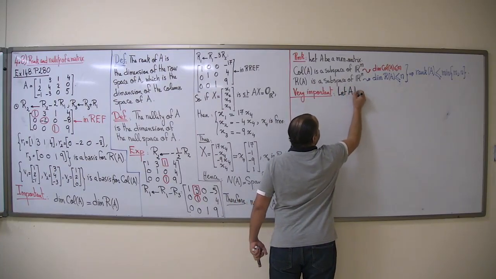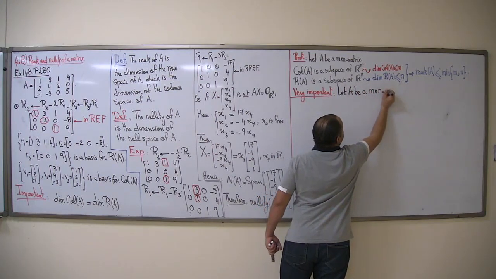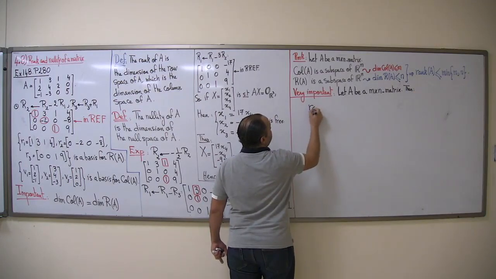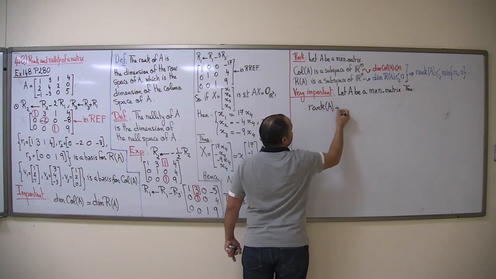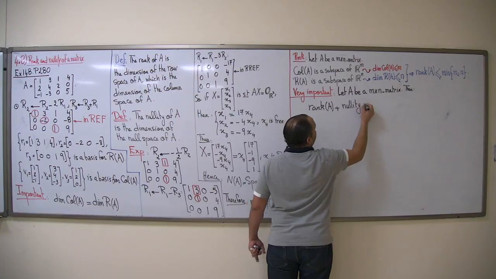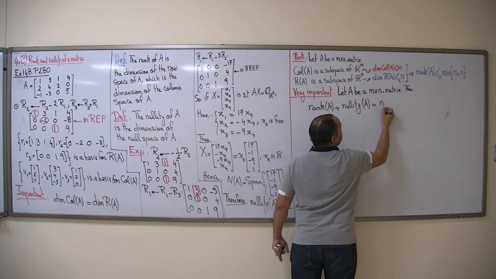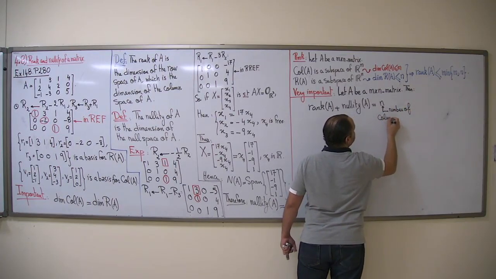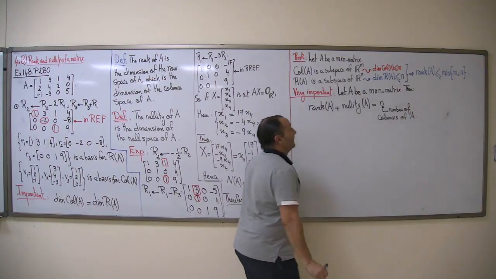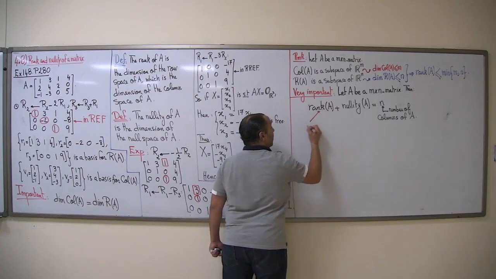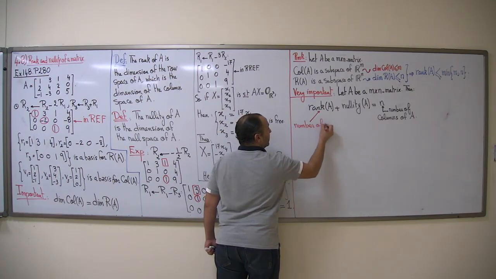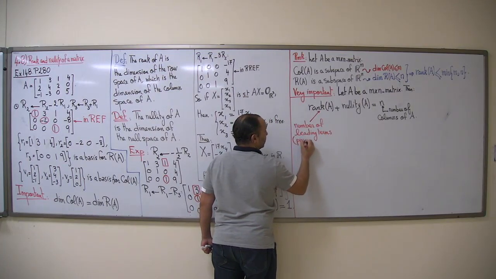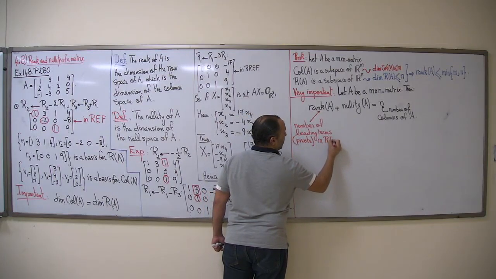Let A be an m by n matrix. Then the rank of A plus the nullity of A is equal to n, the number of columns of A. Do not forget the rank is given by the number of leading terms, which I also call pivots, in the row echelon form of the matrix.